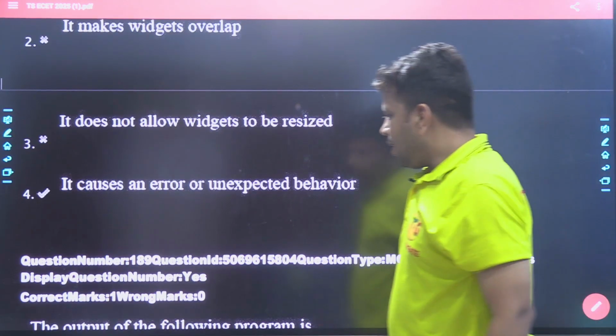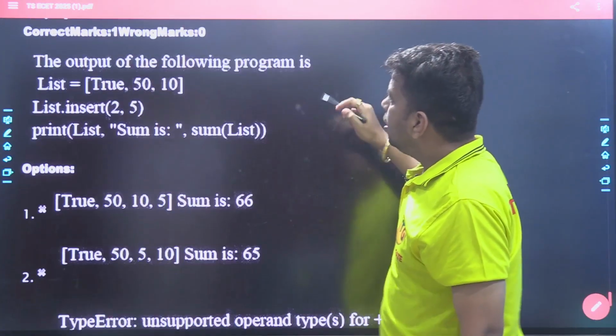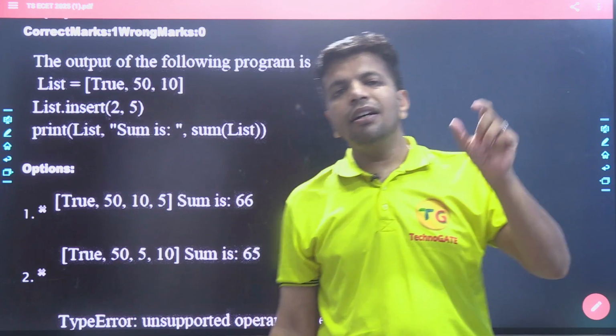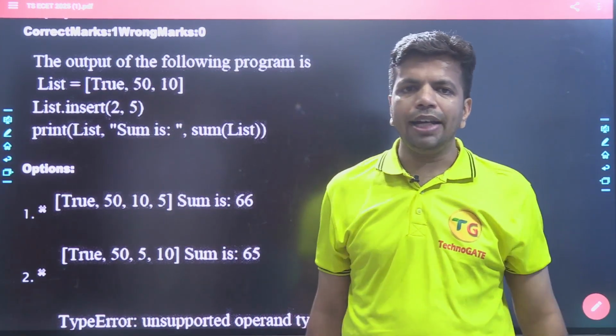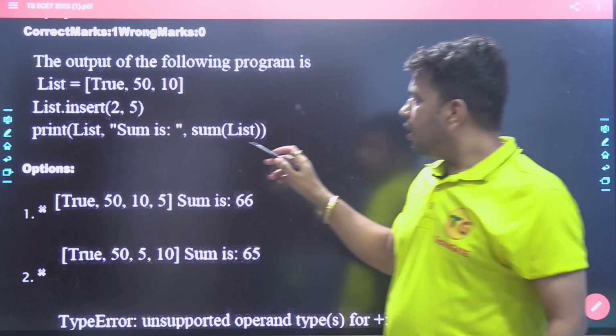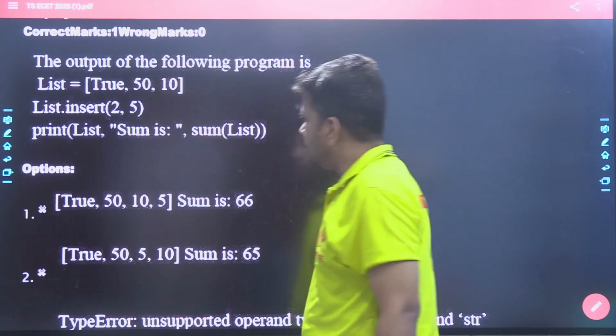Now see the next one, question number 189. The output of the following program. See, list, as we know that list is a heterogeneous data type, means we can store different types of data elements inside this. True is a boolean, 50 and 10. Okay, list insert 2 comma 5 means we need to insert the 5 at the second position.